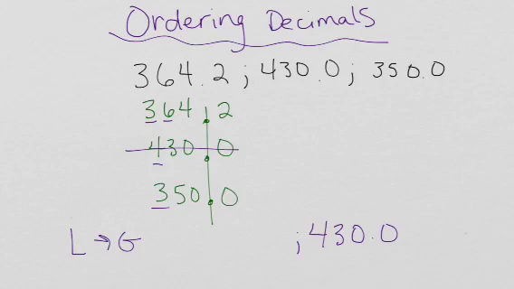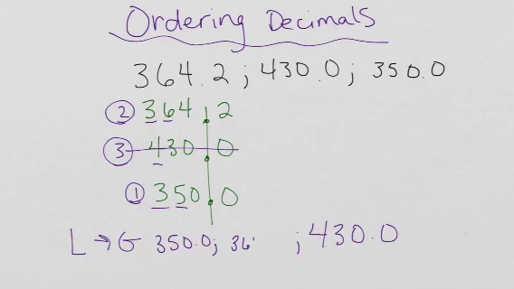Now let's look at the next place value, the tens, and I see that I've got 5 and 6. So right there, I know which one's the smallest. It's going to be my 350, followed by my 364, and then 430 last. So when I order these, I can put them in order from least to greatest. They don't always have to be least to greatest, but that's typically how you see numbers wanting to be ordered.